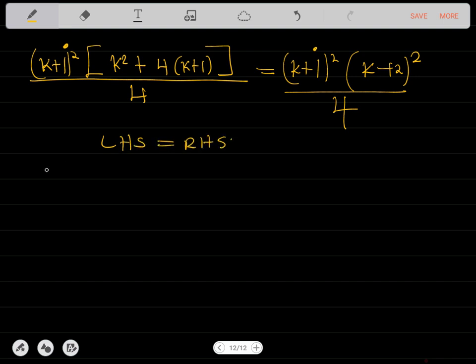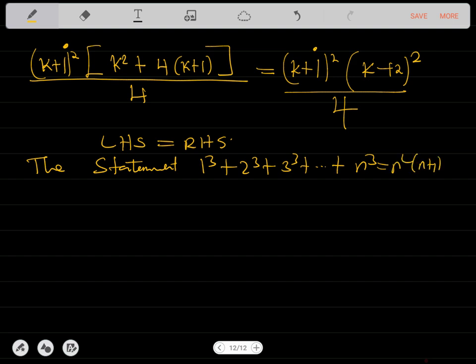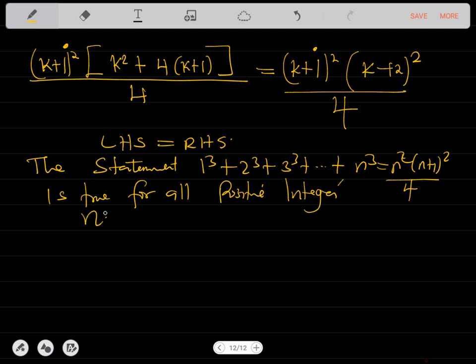Therefore, we can say the statement 1 cubed plus 2 cubed and so on is true for all positive integers n. That's all.